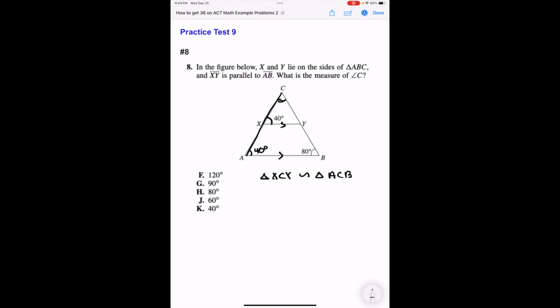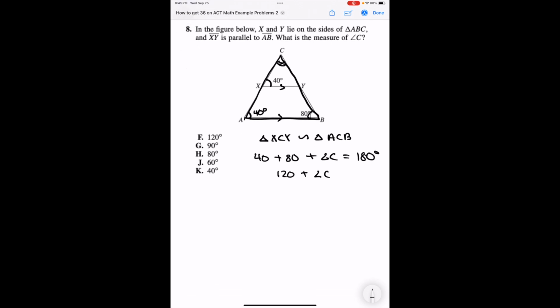So looking at our big triangle right here, if we know two of these angles, then we can find out the third angle, because these three angles added together should be 180 degrees. So 40 degrees plus 80 degrees plus this angle C should equal 180 degrees. So 120 plus angle C should be 180 degrees. So angle C should be 60 degrees.